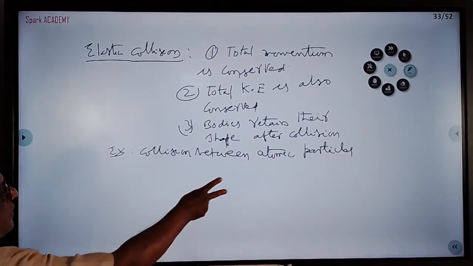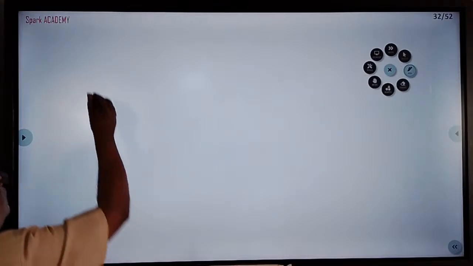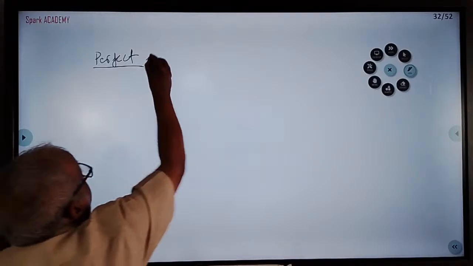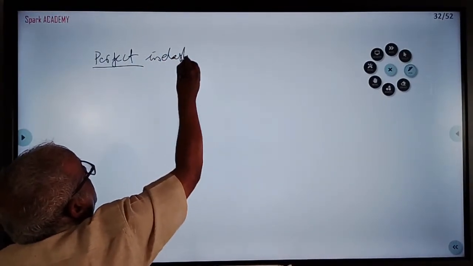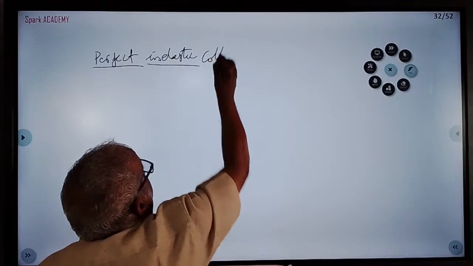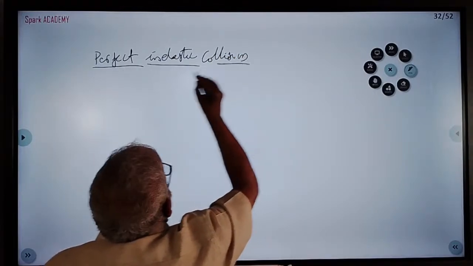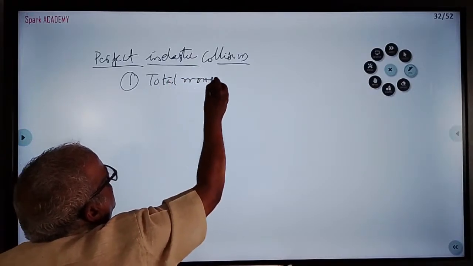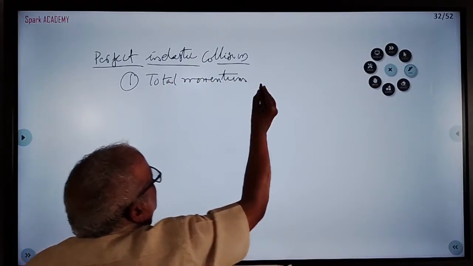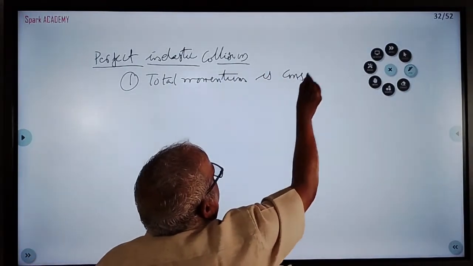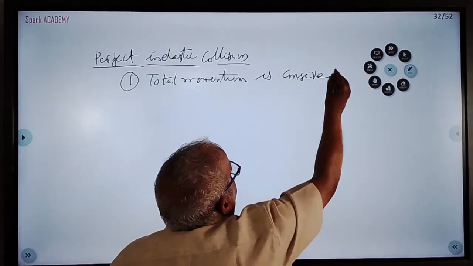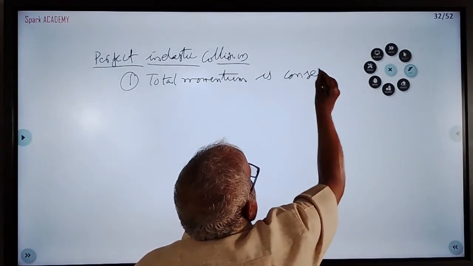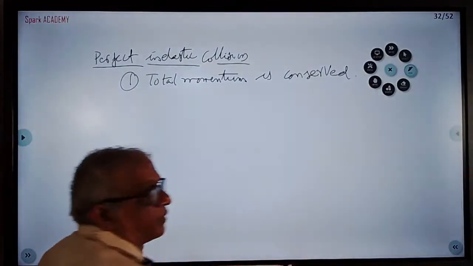What is perfect inelastic collision? I am telling about perfect or complete inelastic collision. In this, the first point is that total momentum is always conserved. Conserved means total momentum before collision is equal to total momentum after collision. Total momentum remains constant.